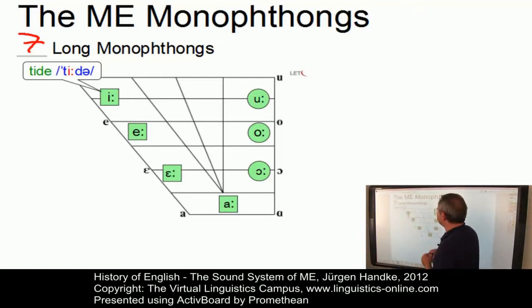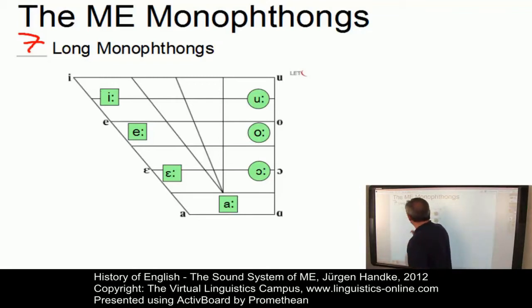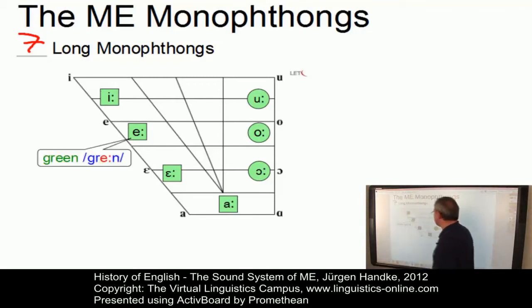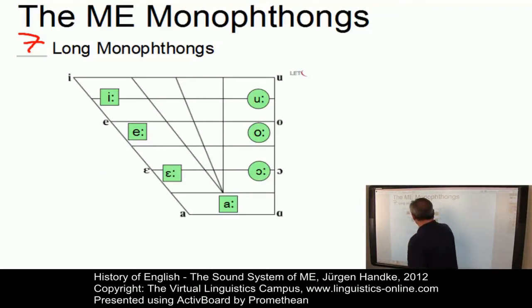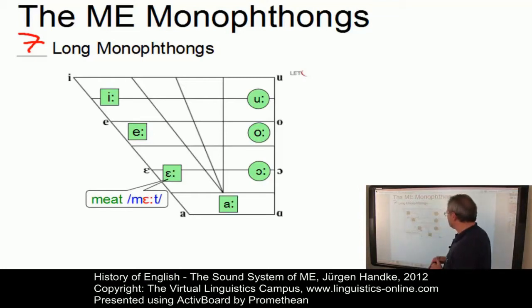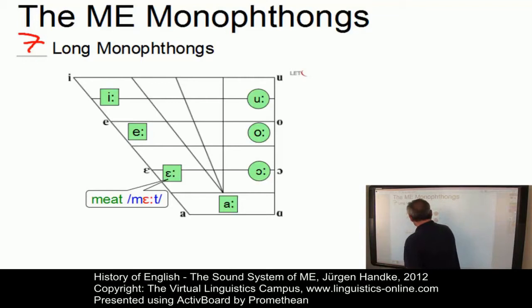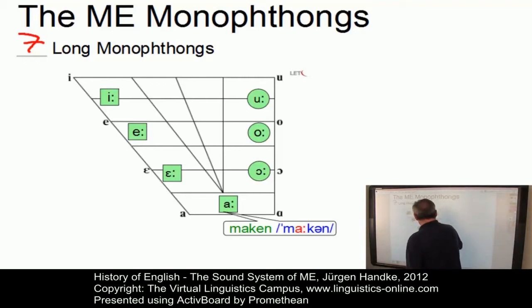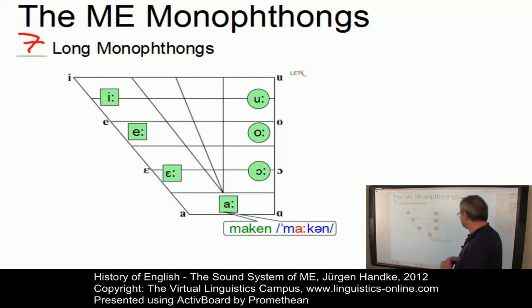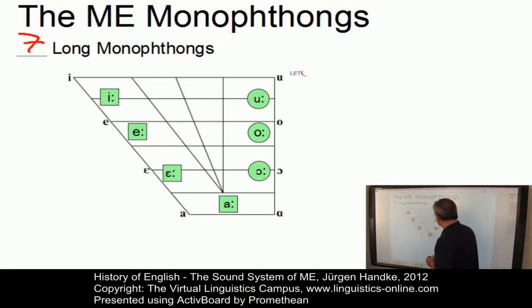The high front vowel ī, as in tīde, present-day English tide. The mid-high front vowel ē, as in grēne, present-day English green. The mid-low front vowel ɛ̄, as in mēte, present-day English meat. The low central vowel ā, as in maken, present-day English make.